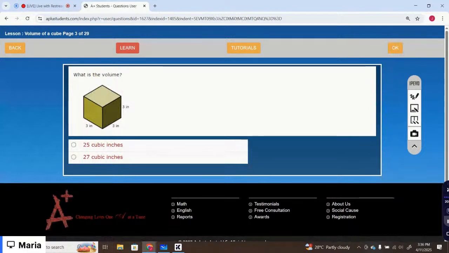Okay, what is the volume? So the volume of a cube is side times side times side. 3 times 3 is 9 and 9 times 3 is 27. That is 27 cubic inches. Option number 2 is the correct option.